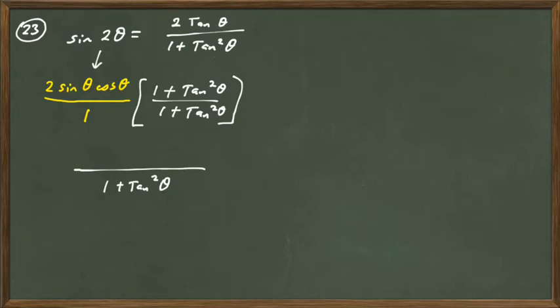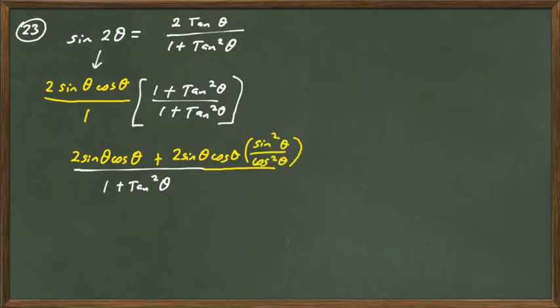Now on top, let's see what happens. What's 2 sine theta cosine theta times 1? That's going to give me 2 sine theta cosine theta, right? Plus, when you distribute here, you get 2 sine theta cosine theta times what? Tangent squared, which what is tangent? Is it sine over cosine? And they're squared, as it's squared.